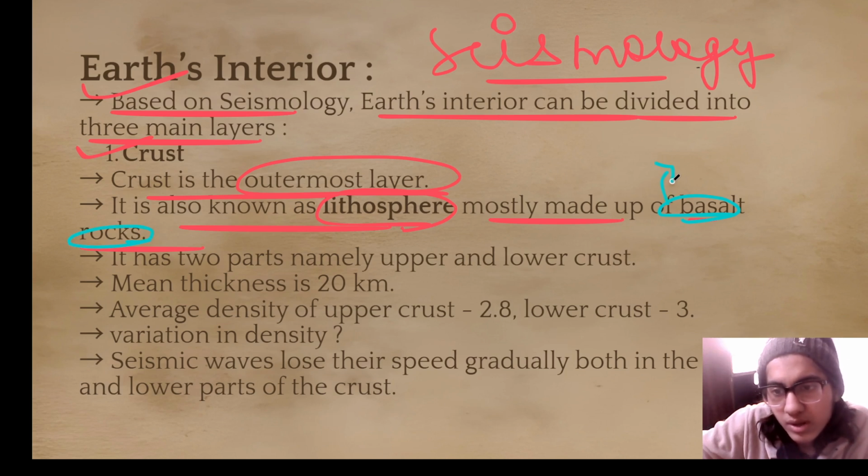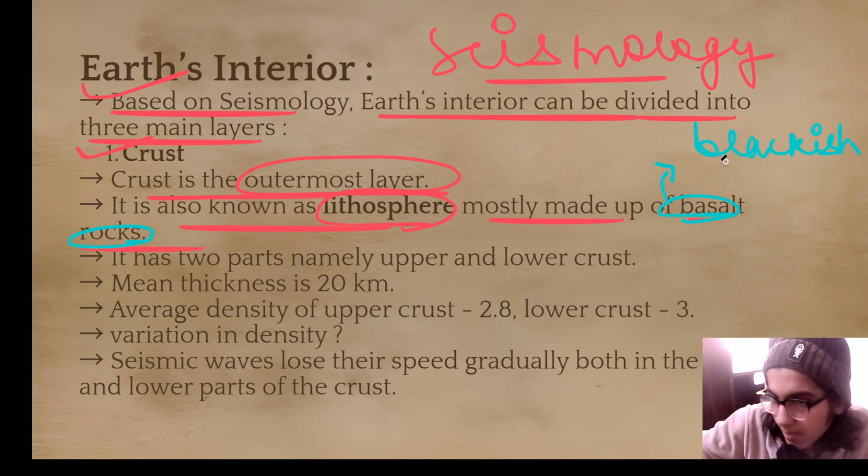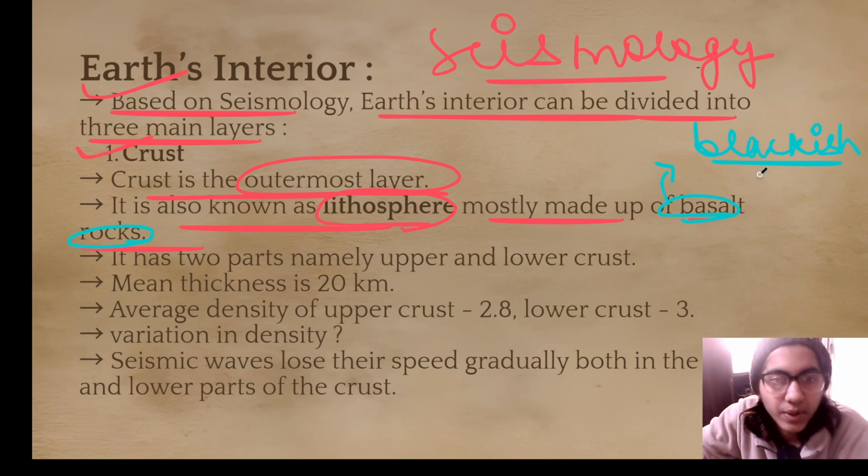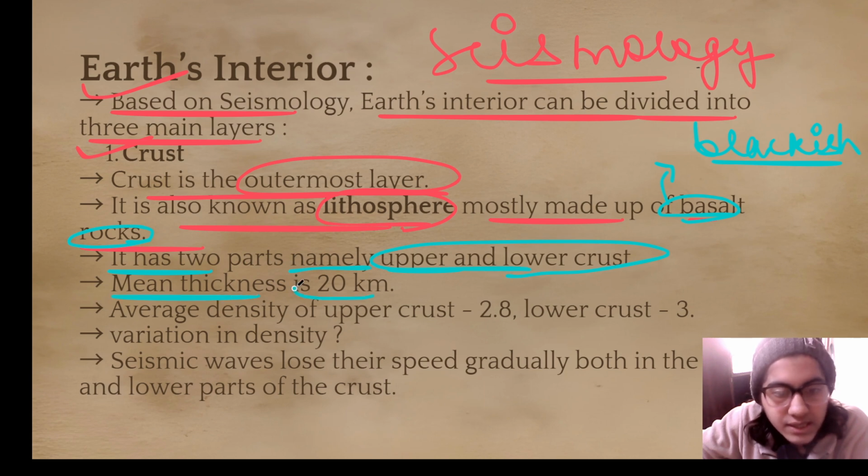The basalt rock is basically blackish in color, and it is made up of igneous rocks. Igneous rocks are made from the cooling down of magma and lava, and magma and lava come out from volcanic eruptions. So basalt rocks are basically formed by the cooling down of magma and lava. The crust has two parts, namely upper and lower crust, and the thickness is 20 kilometers on average.